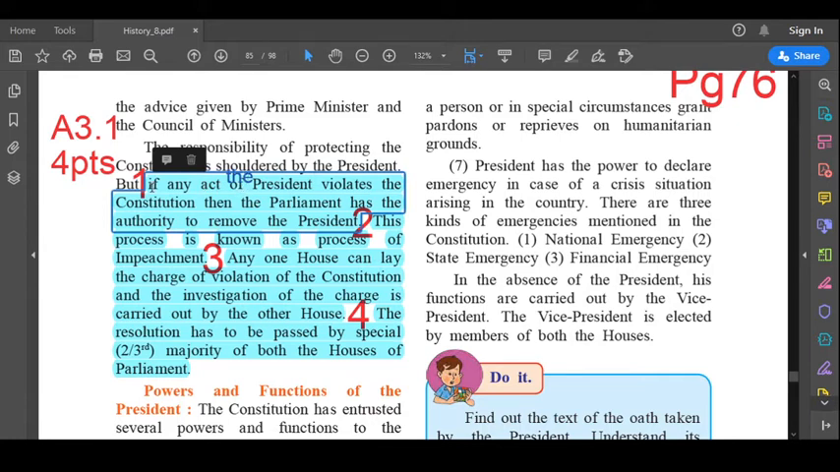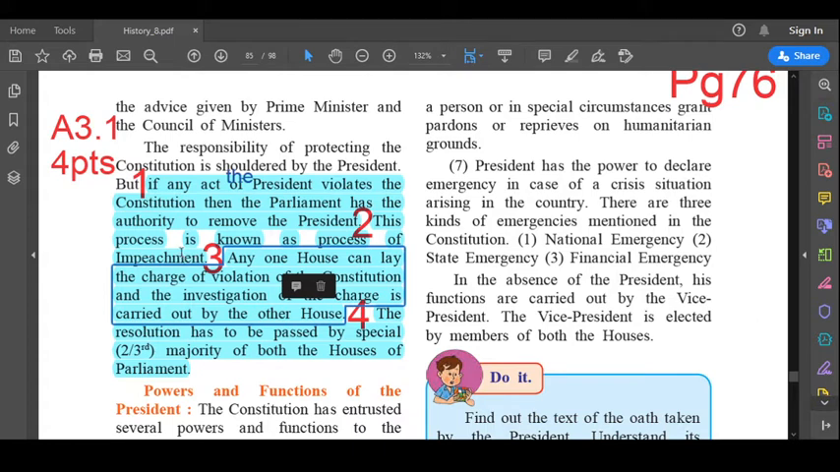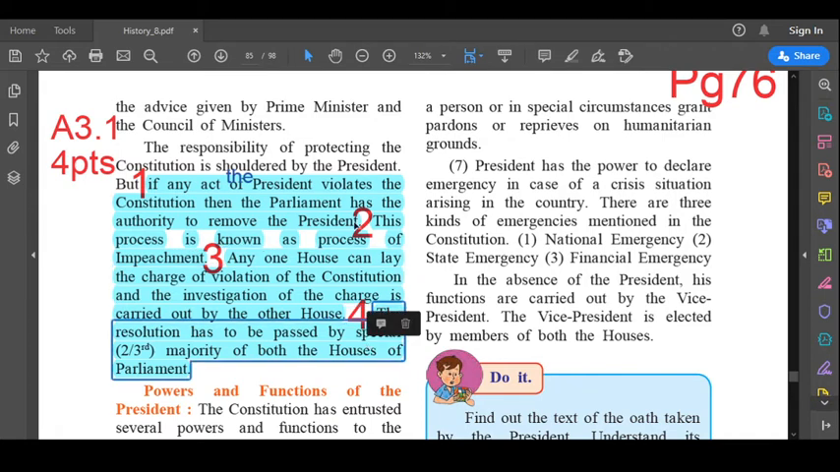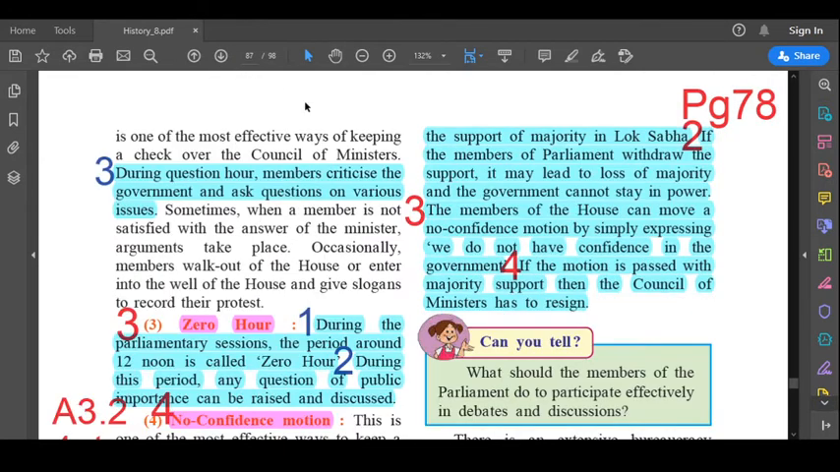Okay, so your first point, if any act of the president violates the constitution, then the parliament has the authority to remove the president. Second point, this process is known as process of impeachment. Third, any one house can lay the charge of violation of the constitution and the investigation of the charge is carried out by the other house. The fourth and the last point, the resolution has to be passed by special 2/3 majority of both the houses of the parliament. Till here. Answer 3.1, it comprises of 4 points. Now we'll go to question number 3.2.